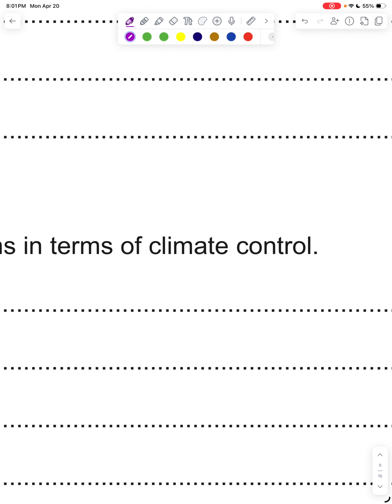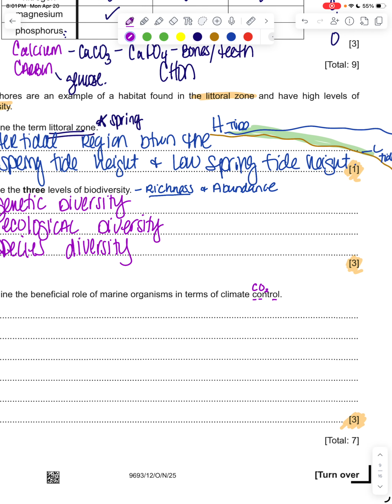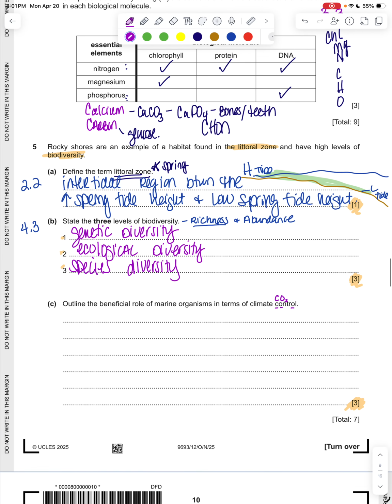Climate control has a C, and the other one is O. C, O, and O. CO2. Climate control is all about taking in CO2 for photosynthesis, but ultimately it's not allowing CO2 then to be in the atmosphere, becoming a greenhouse gas or dissolving into the ocean to form carbonic acid and contribute to ocean acidification.